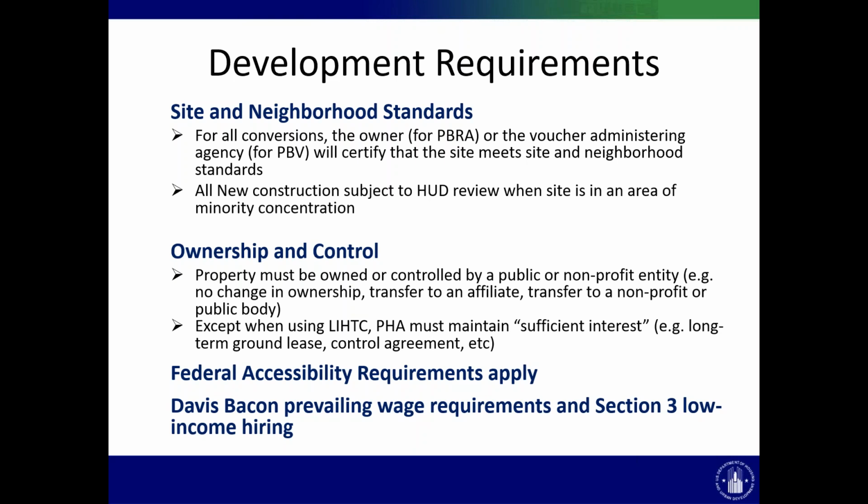Federal accessibility requirements apply to all RAD conversions. Frequently we see a scope of work that addresses the 5% and 2% requirements for minimum accessible units and that addresses common area deficiencies and things like that. And finally, Davis-Bacon prevailing wage requirements and Section 3 low-income hiring requirements apply to any initial repairs done as part of the RAD conversion.